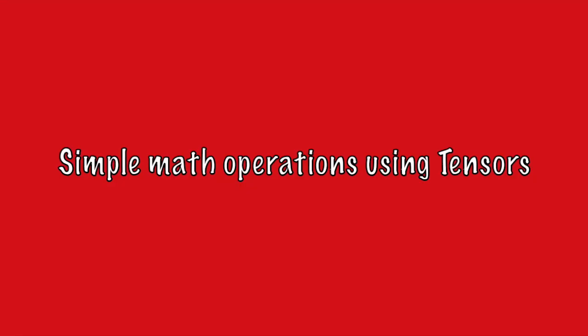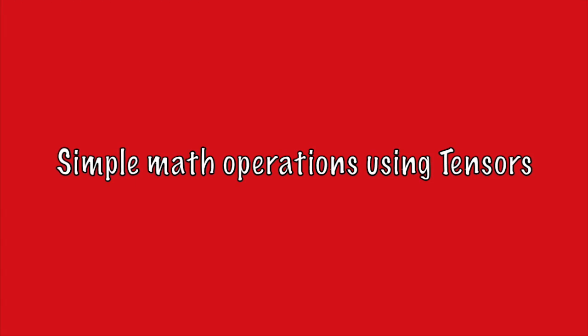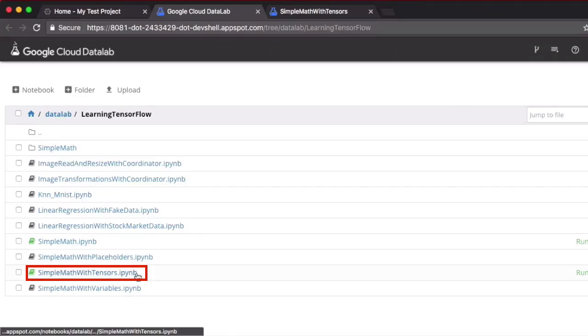Tensors are n-dimensional matrices made up of primitive values such as integers, floats, booleans, strings, etc. A tensor is a central unit of data within a TensorFlow program. It flows through the nodes which act on it and produce new tensors. Tensors are the edges in our TensorFlow computation graphs. The code for this demo is in the Simple Math with Tensors IPython notebook.